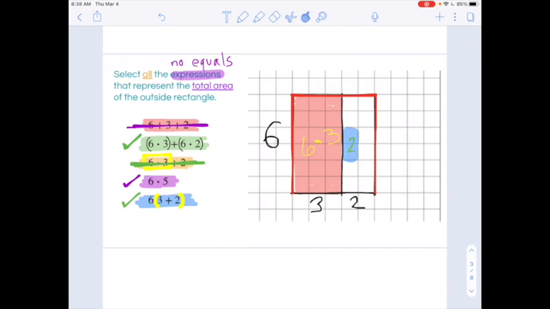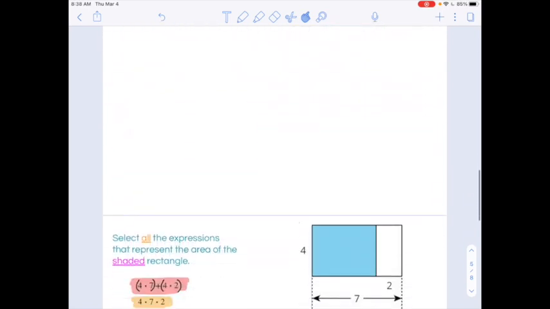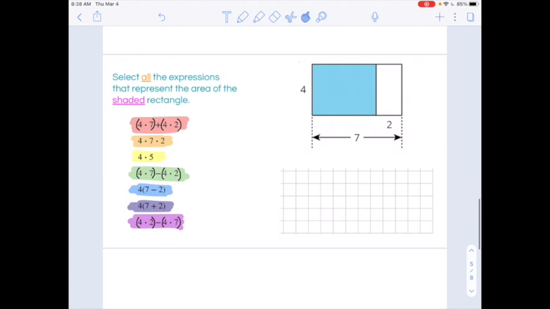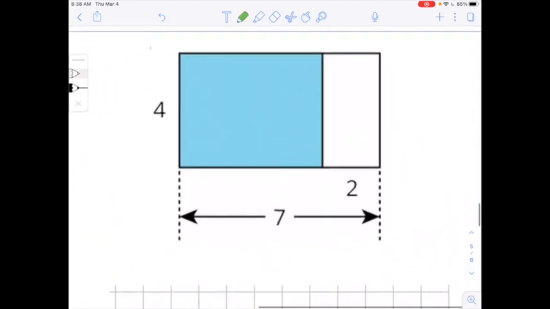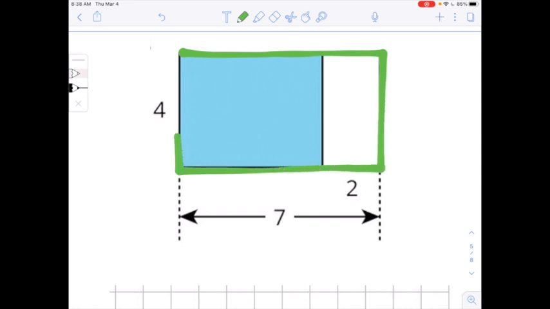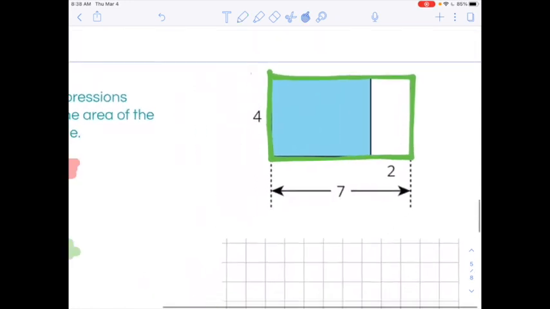Okay, so let's look at one more that's a little bit different. In this case, there's a rectangle where only part of it is colored in, right? So I can see that there's an outside rectangle. Here it is. I'm going to do this one in green. And part of it is colored blue.